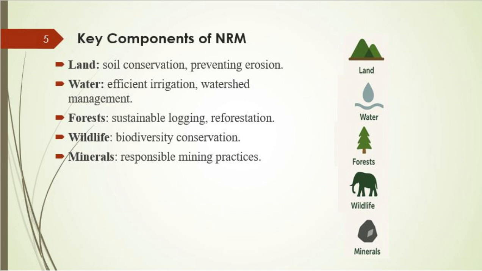Key components of NRM. Natural resource management focuses on 5 main components. 1. Land. Protecting soil from erosion and degradation. 2. Water. Using irrigation efficiently and managing watersheds. 3. Forests. Harvesting trees sustainably and replanting forests. 4. Wildlife. Protecting biodiversity and endangered species. 5. Minerals. Using mining practices responsibly to reduce environmental damage. All these components are connected, so managing one resource often affects the others.